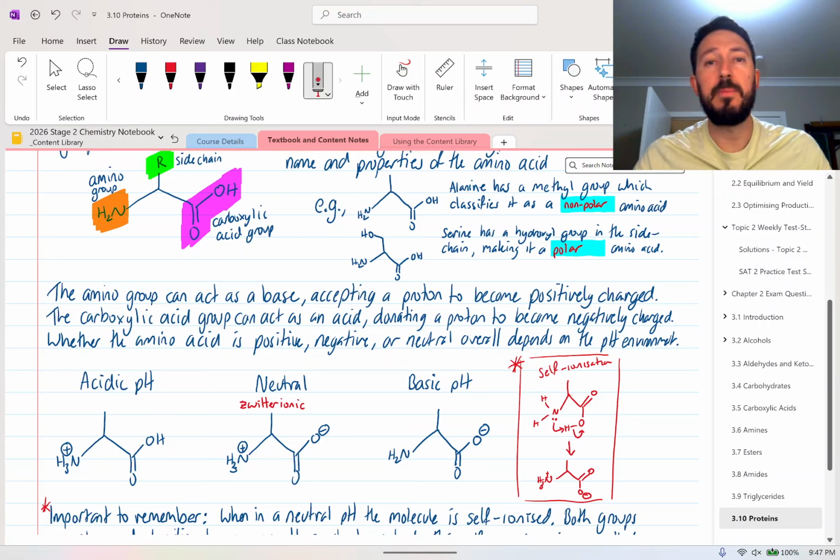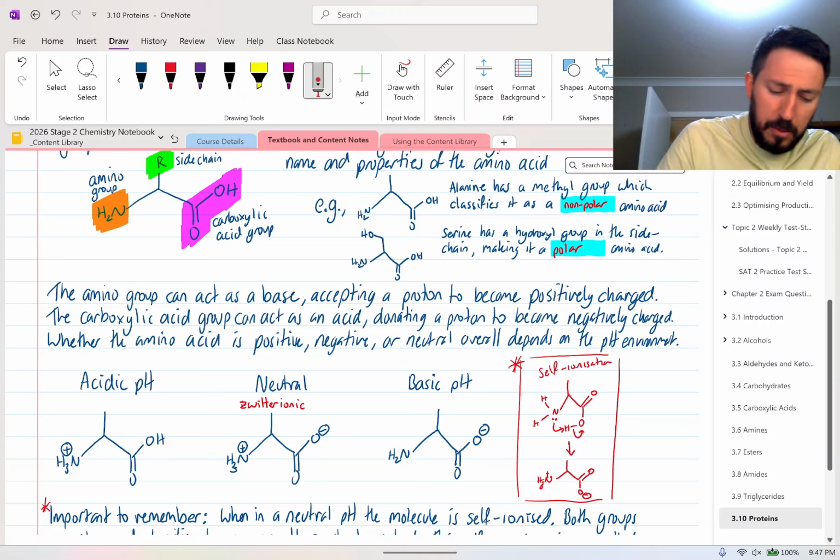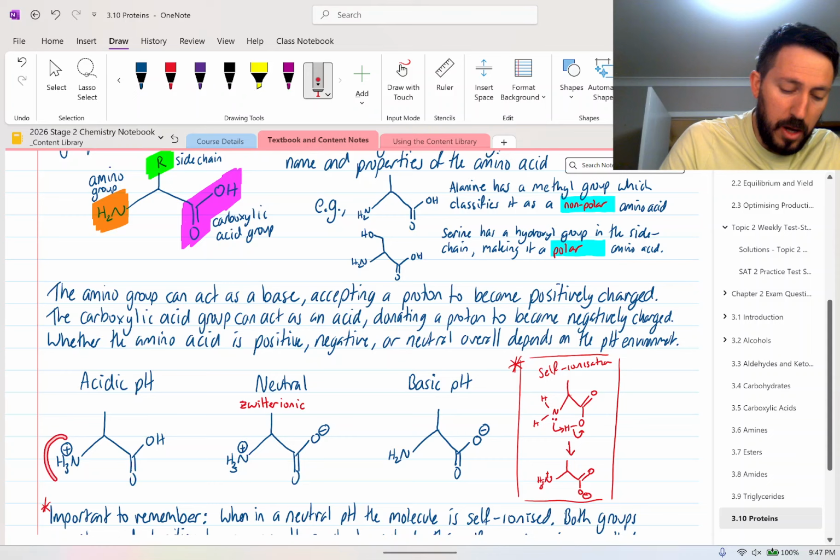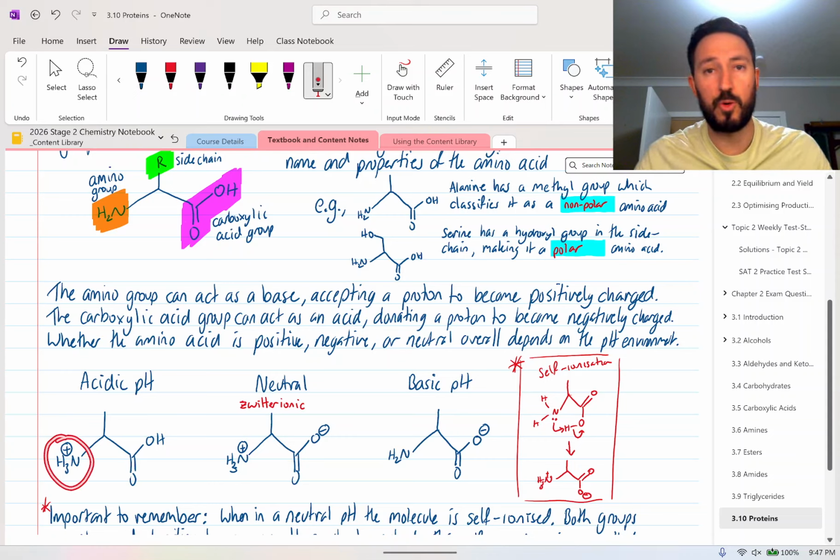Now, if our amino acid was in an acidic environment where there's lots of H+, you're going to end up with a hydrogen attached back onto that acid, and you can end up with a hydrogen attached to that amino group.